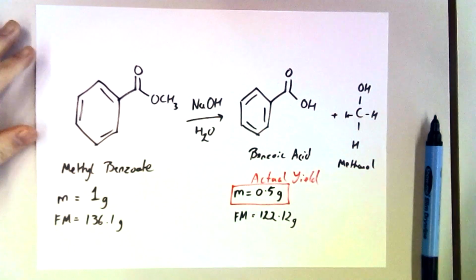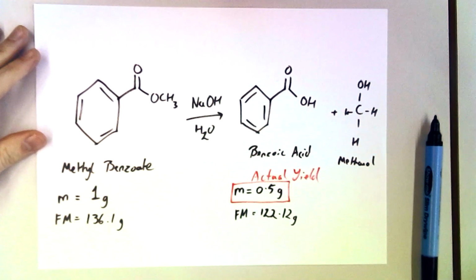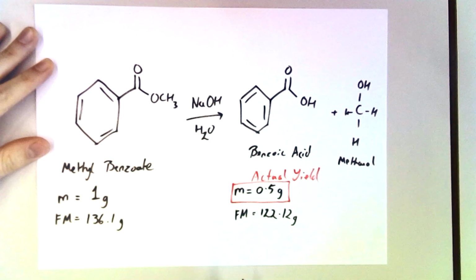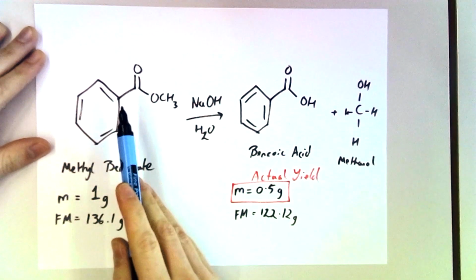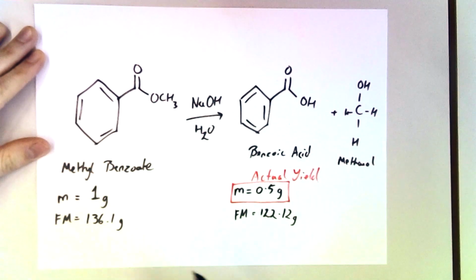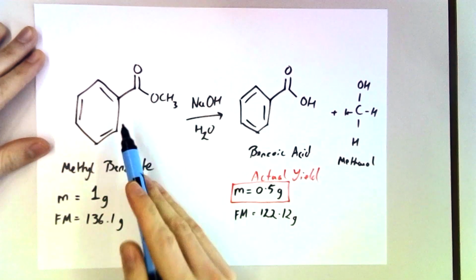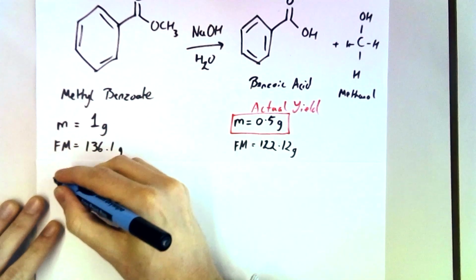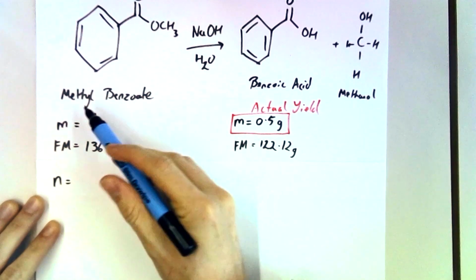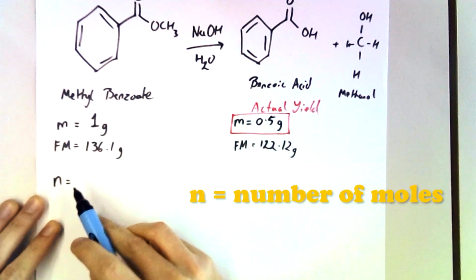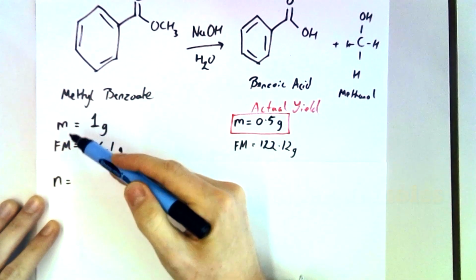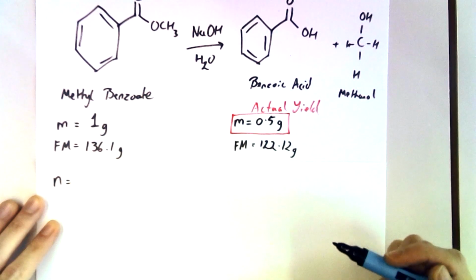So we want to figure out theoretical yield so we can have a good idea of what our percentage yield is going to be. So to work out my theoretical yield, first thing I've got to do is work out the number of moles I have of methyl benzoate. So the number of moles of methyl benzoate can be calculated through using a formula, the formula that relates mass and formula mass together.